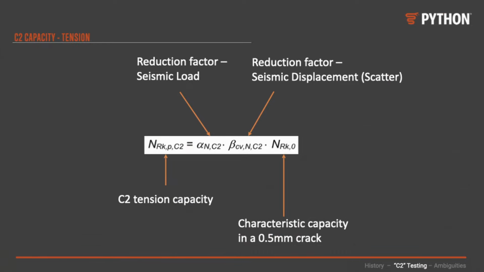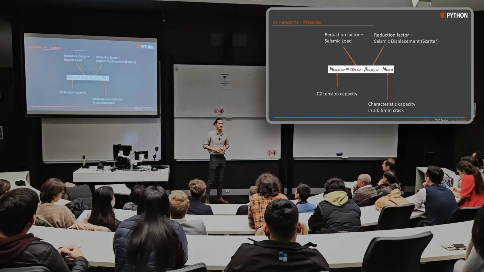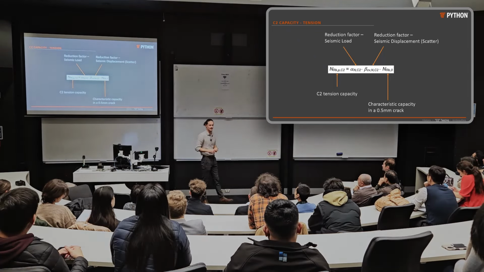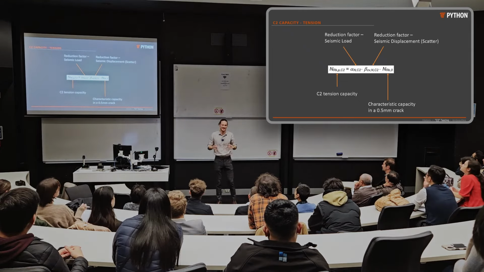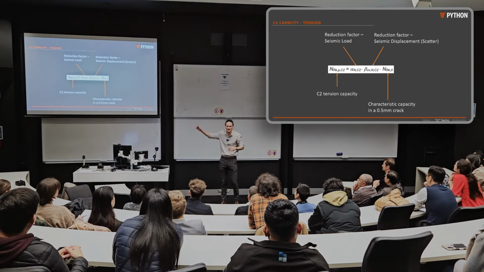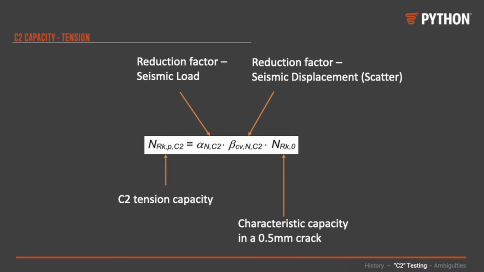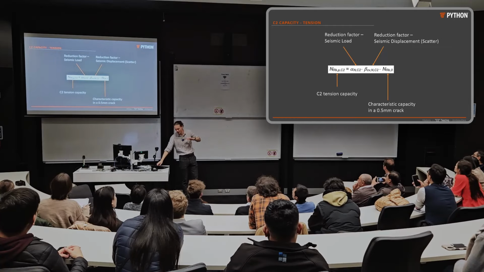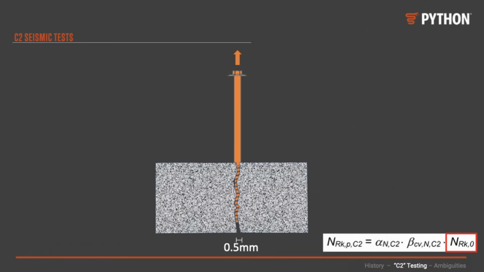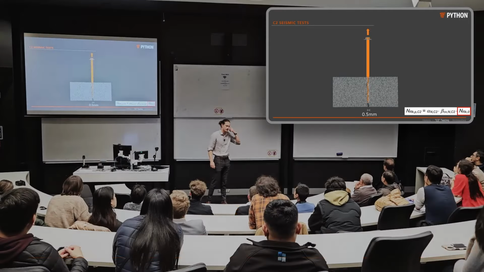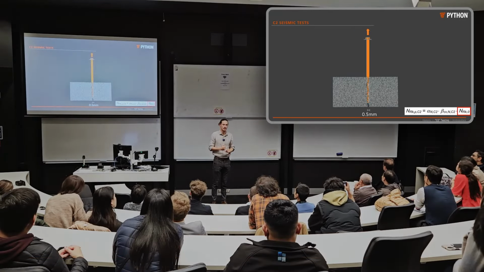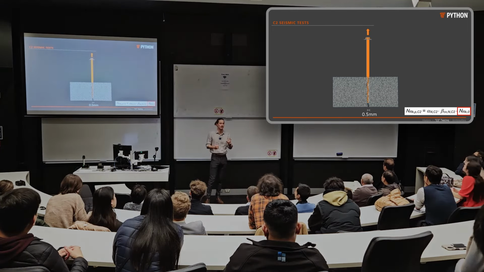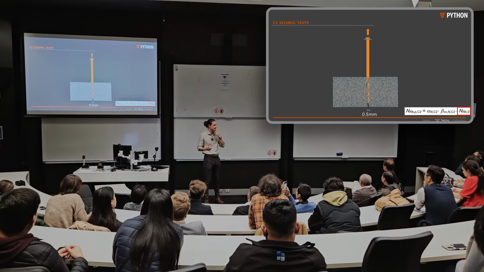I'm going to be very insulting to anyone who's done testing in this space. The test procedure you run to develop a C2 capacity is hundreds of pages thick, but the tension capacity comes down to this formula. We're going to go through it in a little bit of detail. On the right-hand side, you have the baseline starting capacity. This is simply the tension capacity of the anchor in a crack that is 0.5 mils wide. It's intended to simulate surface level cracking or light seismic load cracking.